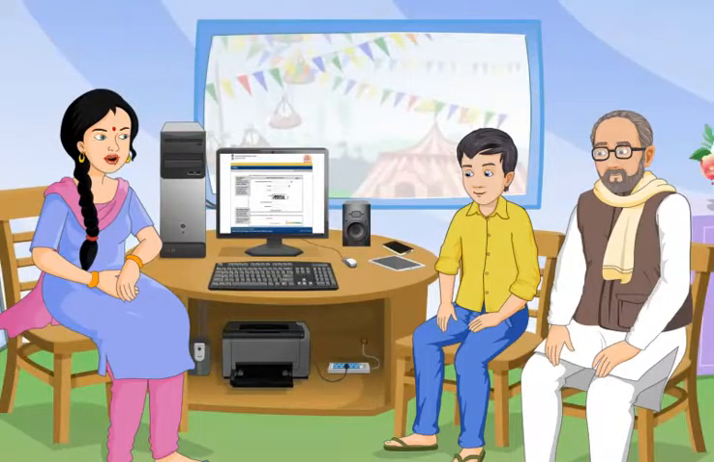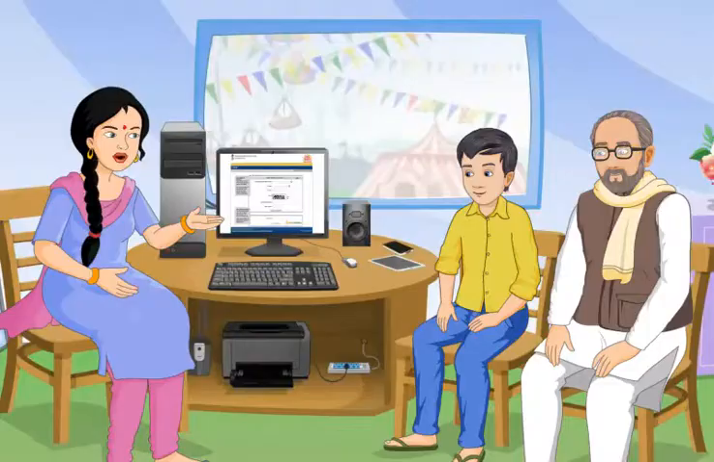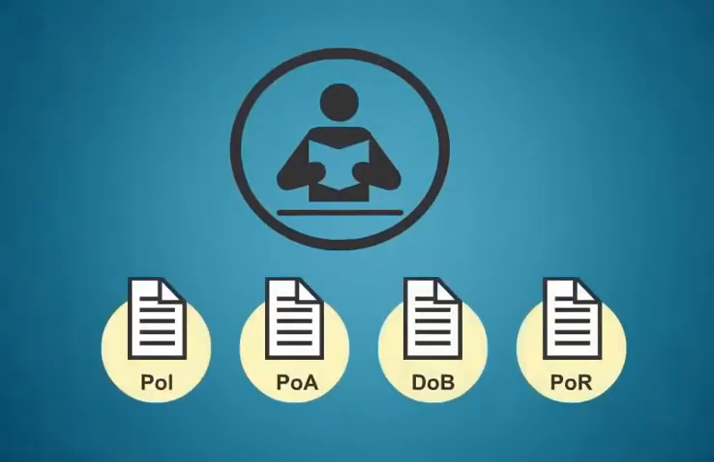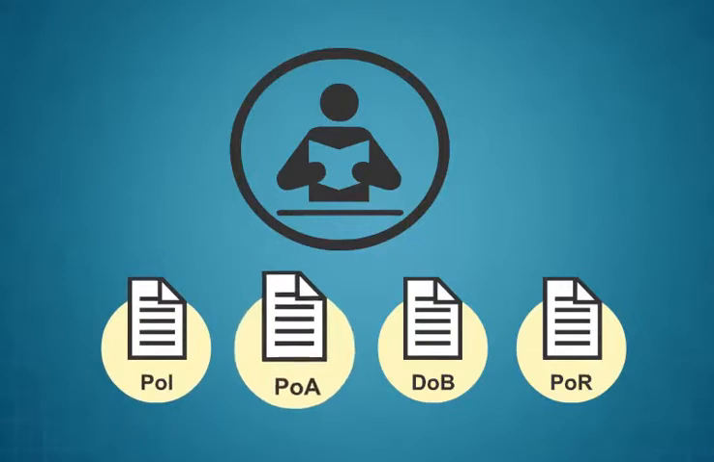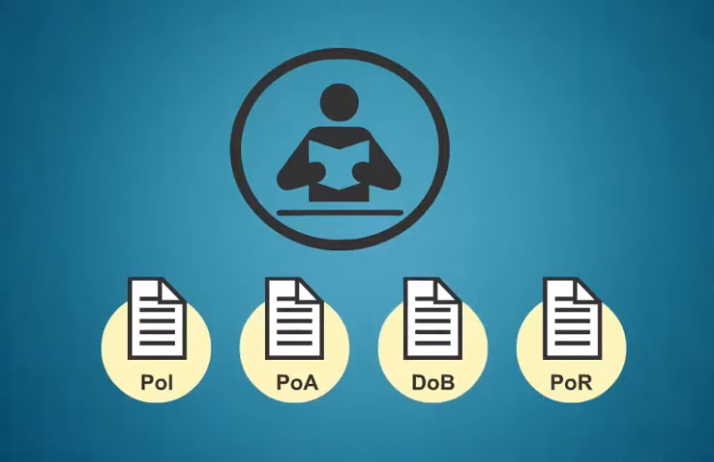Step 2. Verifier verifies the resident's documents. After that, Verifier will validate form details against POI, POA, DOB, POR documents. Verifier will then sign and stamp the photocopies of documents verified.